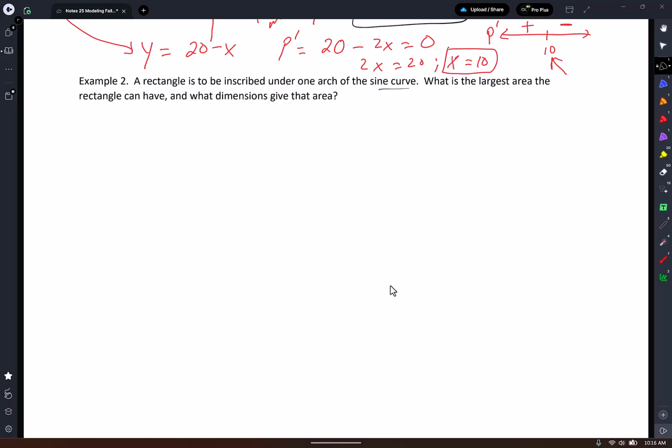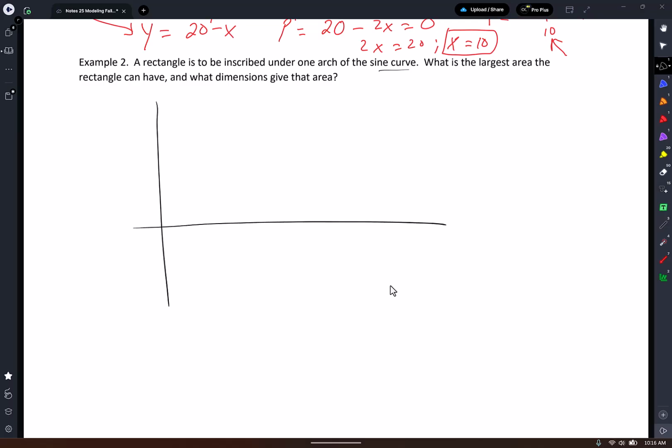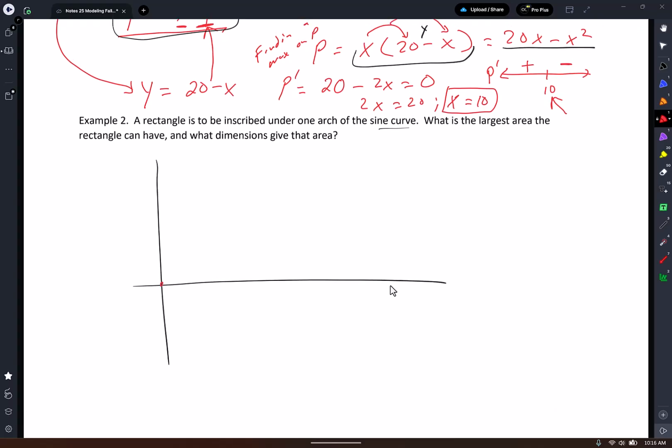A rectangle inscribed under an arc of a sine curve. Does everyone know how y equals sine x looks? We all had pre-cal, right? Sine x goes through the origin. So here's sine x. Here's the max, a 1 for the y value. And it crosses the x-axis at 0 and then again at... what's the next one? What's this coordinate? Pi. It's telling me a rectangle is inscribed under one arc of the sine curve.